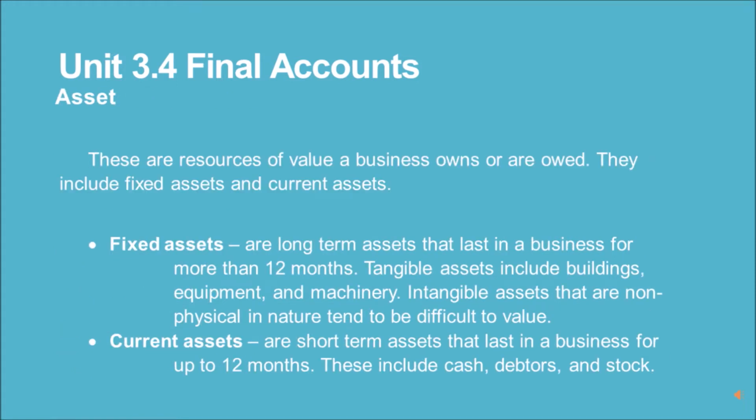Assets. These are resources of value a business owns or is owed. They include fixed assets and current assets. Fixed assets are long-term assets that last in a business for more than 12 months. Tangible assets include buildings, equipment, and machinery. Intangible assets, which are non-physical in nature, tend to be difficult to value. Current assets are short-term assets that last in a business for up to 12 months. These include cash, debtors, and stock.